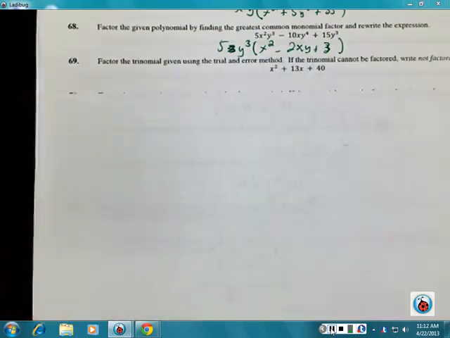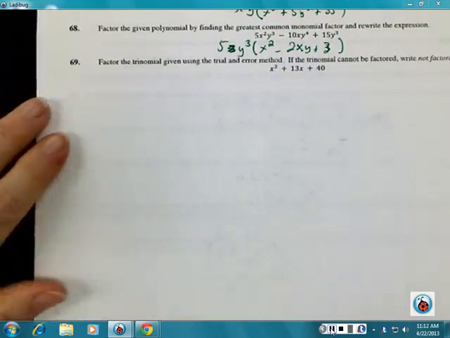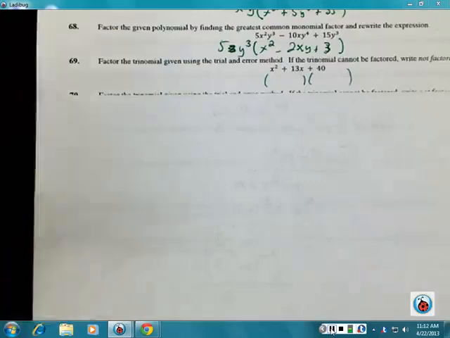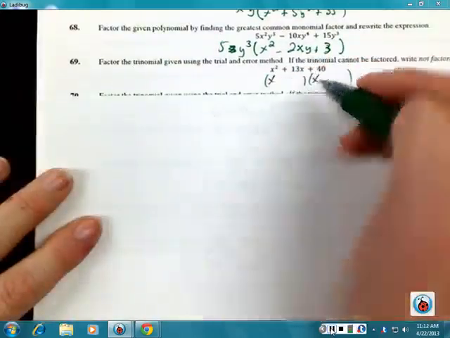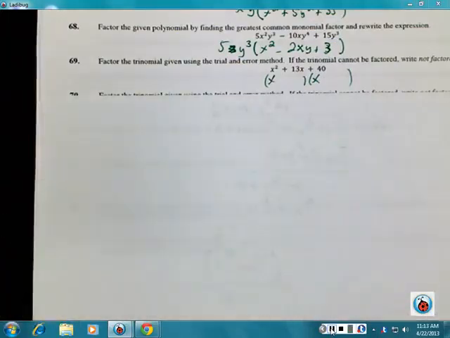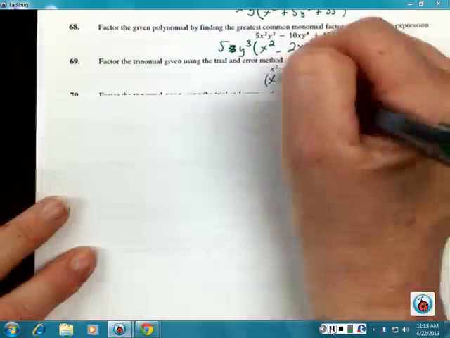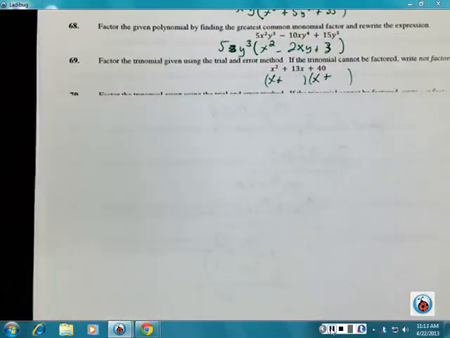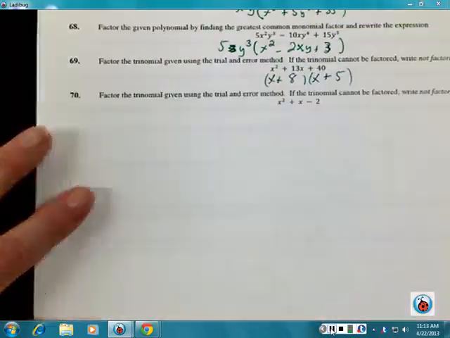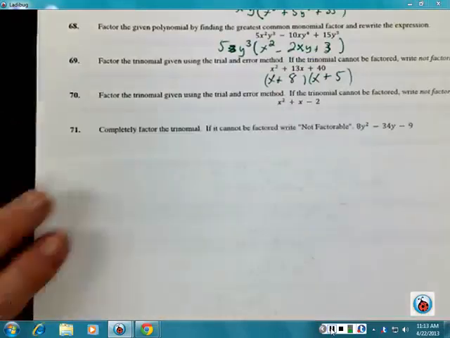Factor your trinomial. These should be familiar because we just got done doing some of these. So what does that factor to? x and x, and 1 times 4 equals 13. So two positives, we know, because they're all positive in there. And factors of 40: 8 and 5. And that one's left for you to factor.